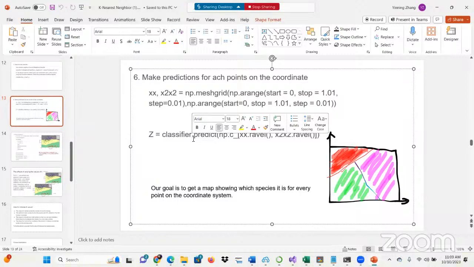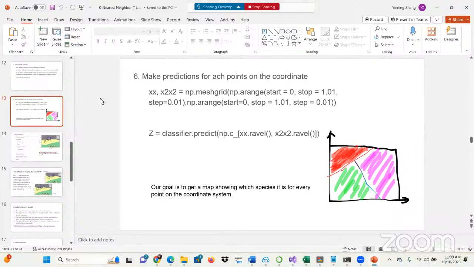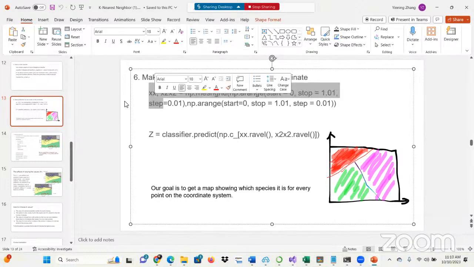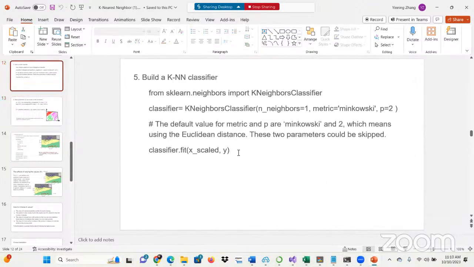Still hope this will work. Does anybody know why this is not working this way? So I'll just copy this code quickly.